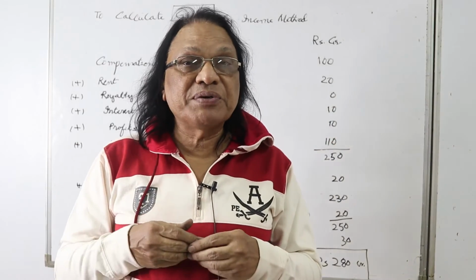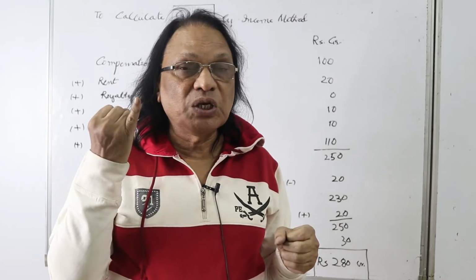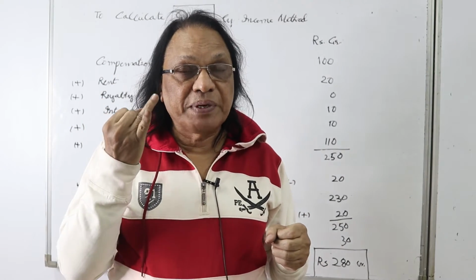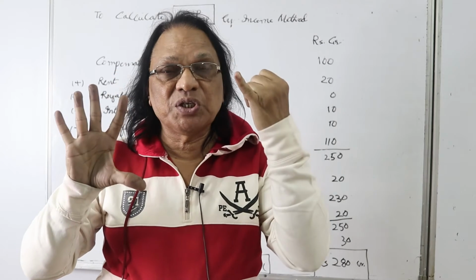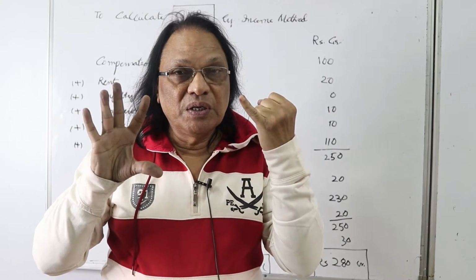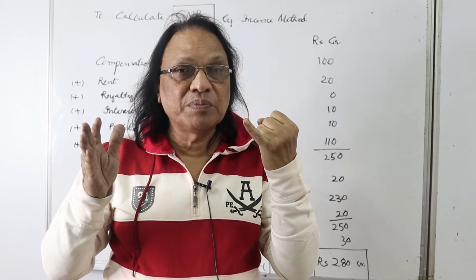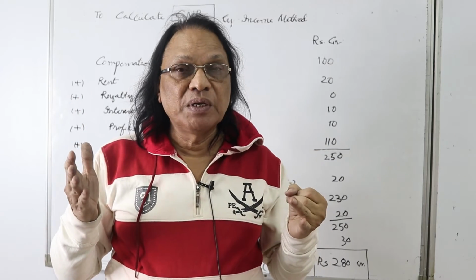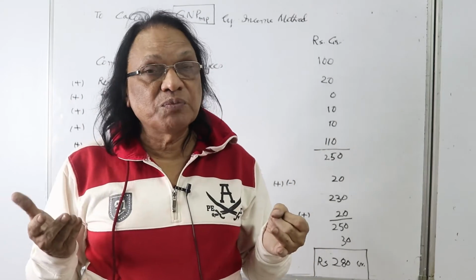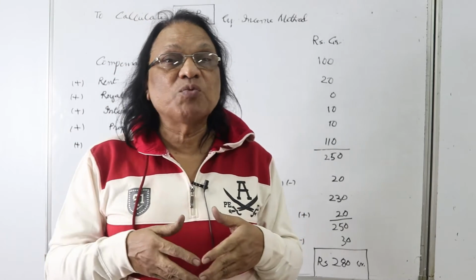So to do the income method, I told you what standard values we'll be using: COE plus rent plus royalty plus interest plus profits plus mixed income. These 6 values, if you add them up, you get NDP at factor cost, which is nothing but domestic income. To this you add net factor income from abroad, you get national income. You can find out gross income, at factor cost, or at market price, depending upon what they asked you.